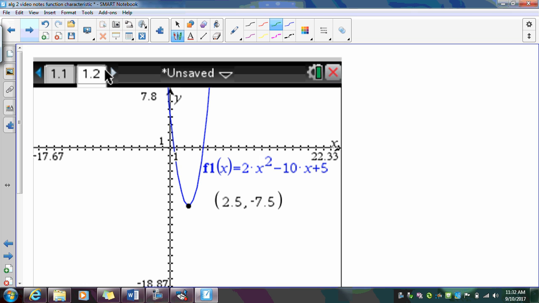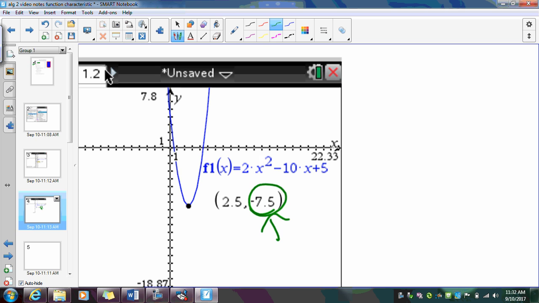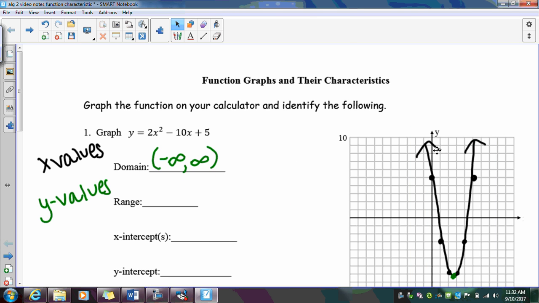So you get the coordinates, and we're looking at the range, which is the y value I want here, negative 7.5. So going back to my graph, the lowest that the range goes is negative 7.5, and it's a square bracket or a hard bracket because that point is included. And then it goes on and on up forever and ever towards infinity.